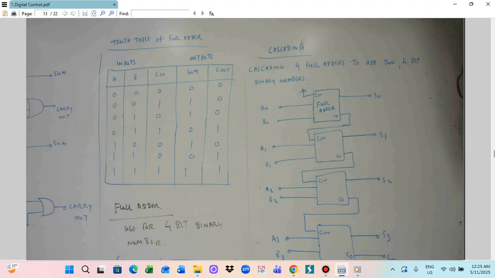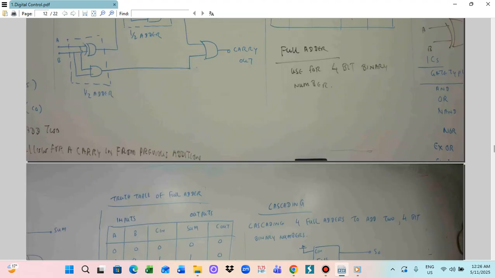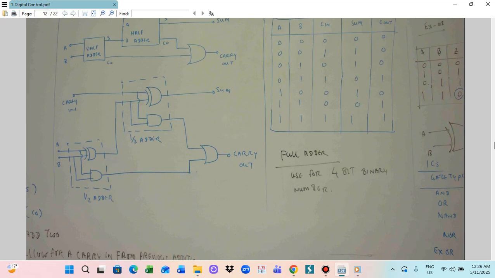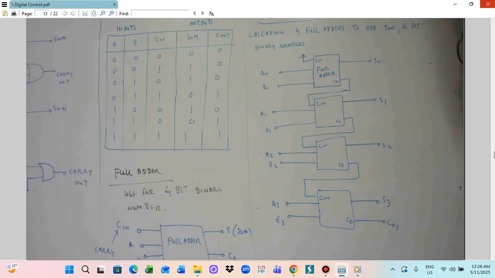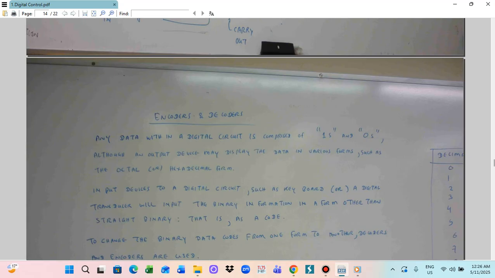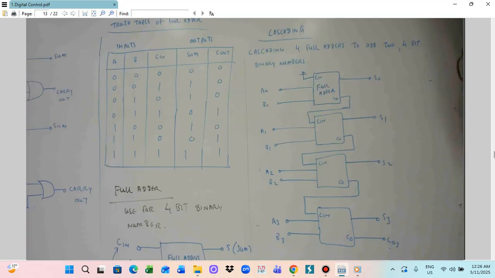Cascade circuit means that we use full adders. So the full adder, you can draw a circuit. This is the half adder. Two half adders in combination make a full adder, and you can draw an equivalent circuit diagram. How many terminals are coming out? The inputs are 3 terminals: carry in, A, and B, and the outputs are sum and carry out. So the full adder you can draw as an equivalent circuit like this.